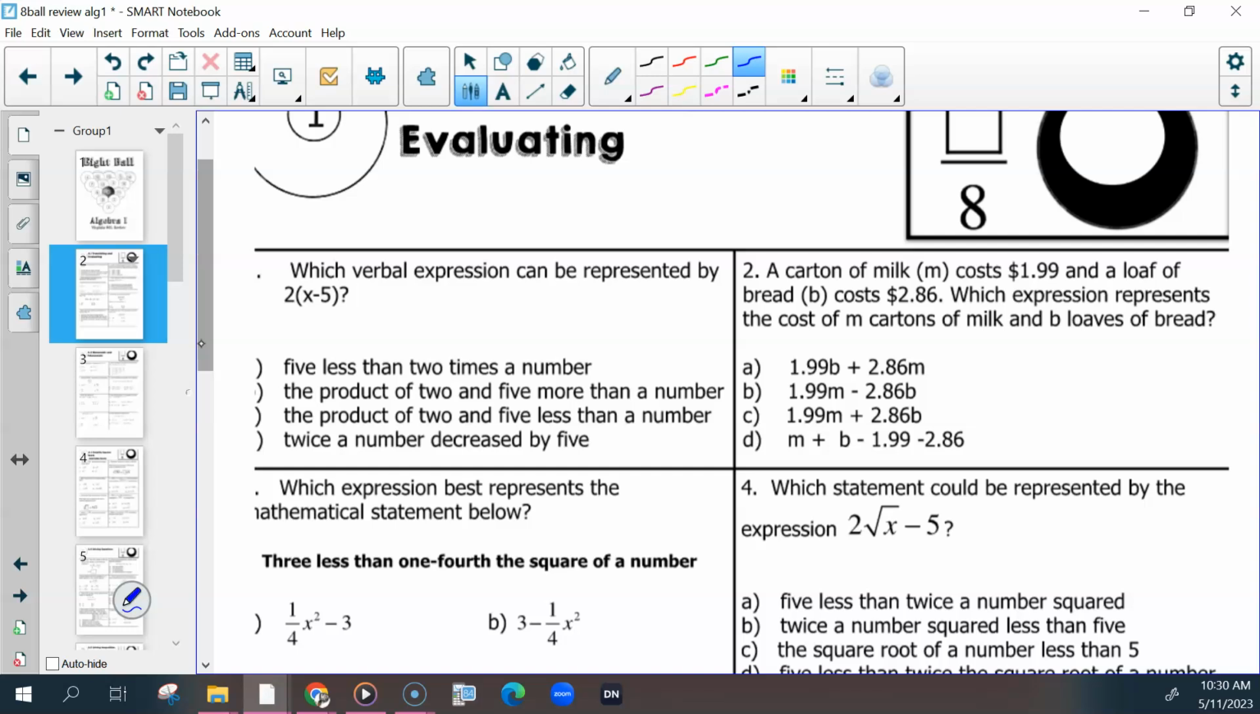Any questions we had on the first page? What was the answer? Why was the answer this? How do we do this in Desmos? Cameron? Yes.